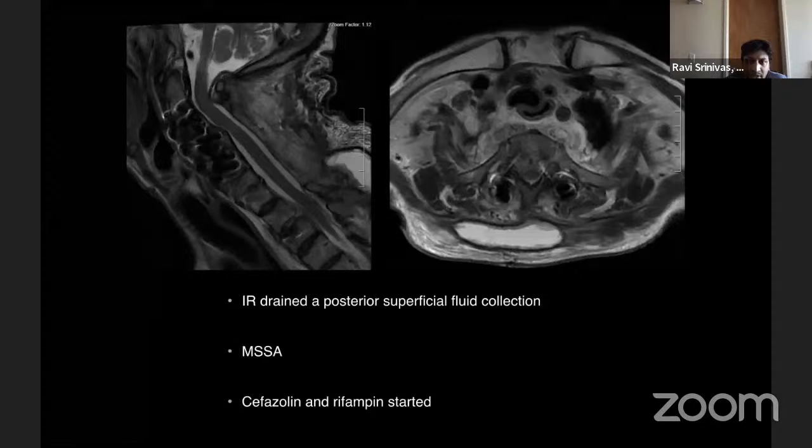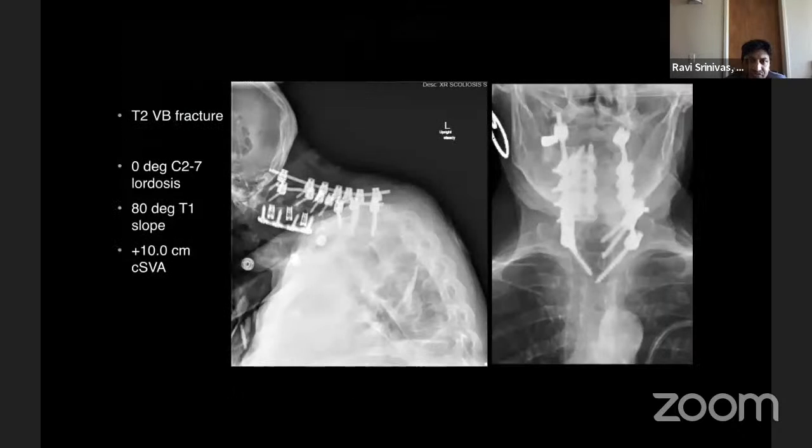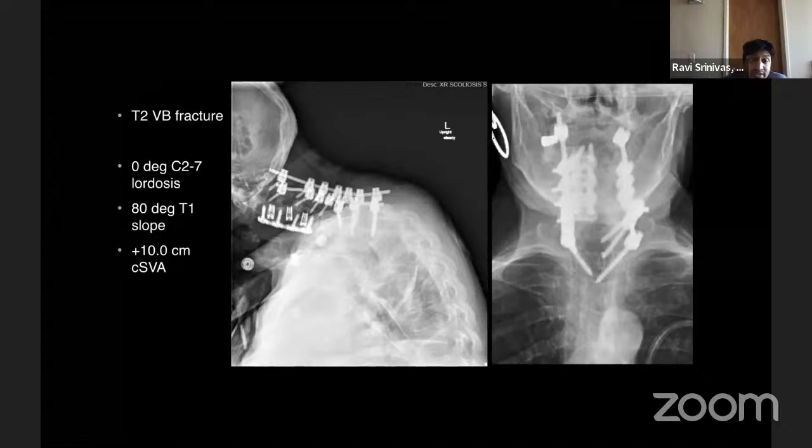This patient did have a complication after surgery. Remember, they did have a small durotomy that was repaired, but they had a small superficial fluid collection. This was drained in IR. Cultures grew out MSSA, and cefazolin and rifampin were started. Then this patient presented like this with this T2 failure and a distal junctional kyphosis. Now the T1 slope has drastically increased to 80 degrees, and the CSVA is 10 centimeters.